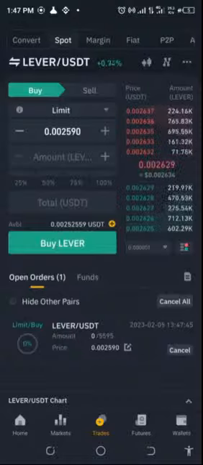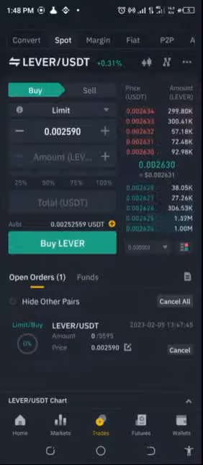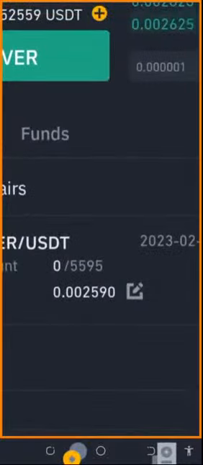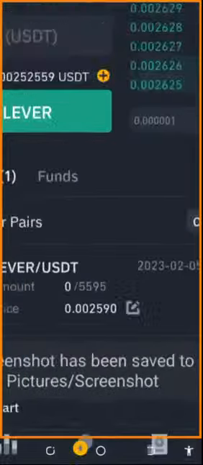So we'll come back and check this in 1 hour, we'll check it in 2 hours, and we'll check it in 3 hours and see what exactly the difference is. Let's take a screenshot right now. We're buying at this price, 2590. Let's see how many of that we got. Let's just take that screenshot. All right, so that's it.